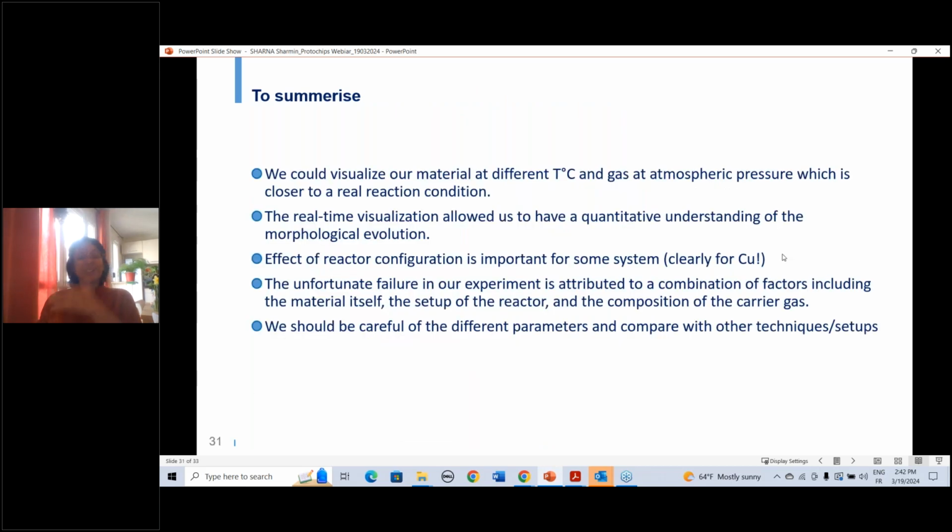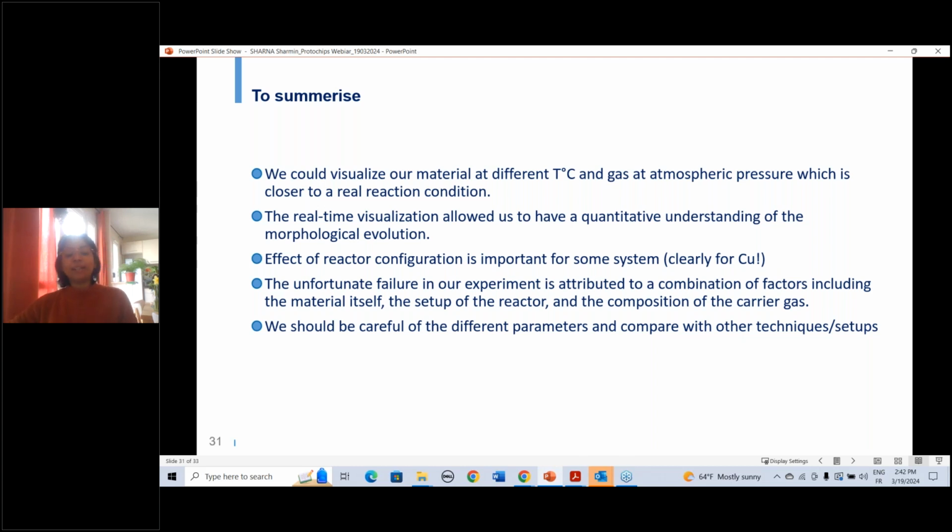So with this in mind, in order to summarize what we saw for our nanoparticle system, we could visualize our material at different temperatures and in gas at different atmospheric pressure, which is closer to a real reaction condition. And this real-time visualization allowed us to have a quantitative understanding of the morphological evolution.